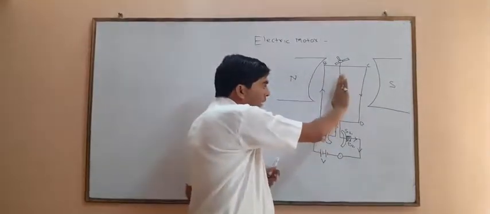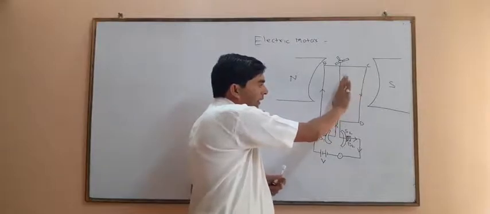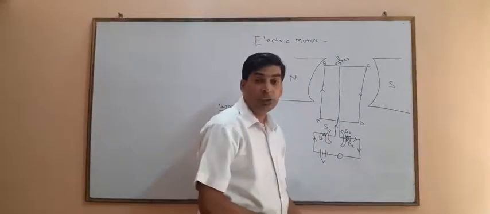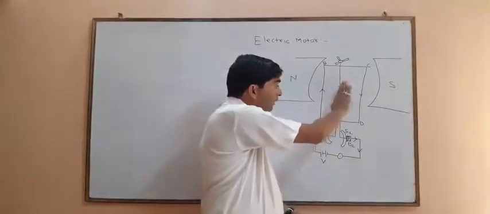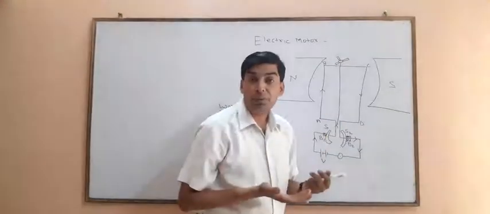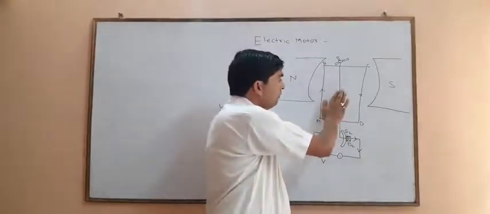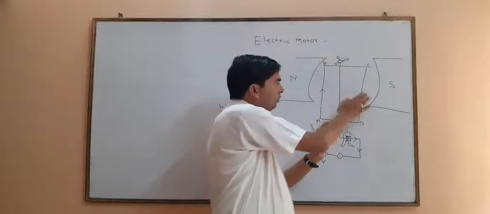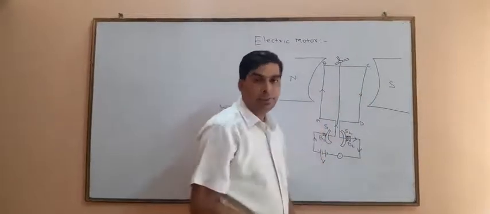As it comes to the middle of the path, the polarity of this will change due to the change of position of S1 and S2. But as the polarity changes, the momentum does not disappear because there is motion. So momentum is not disappearing, and this will continue to move like this. So finally CD will come to AB.